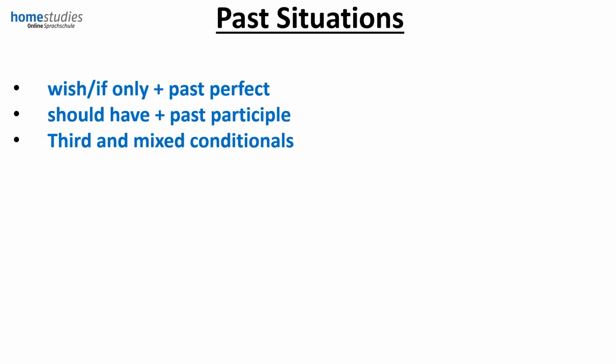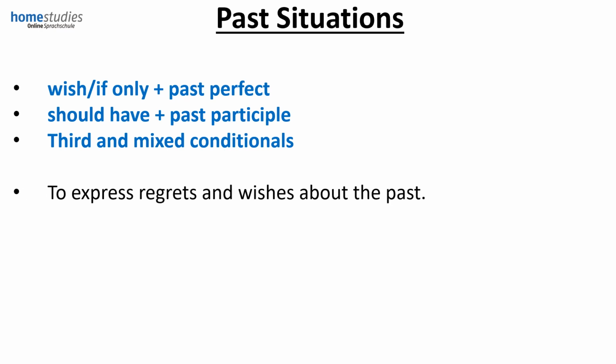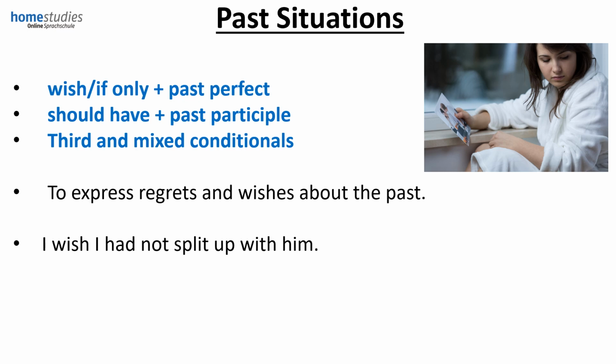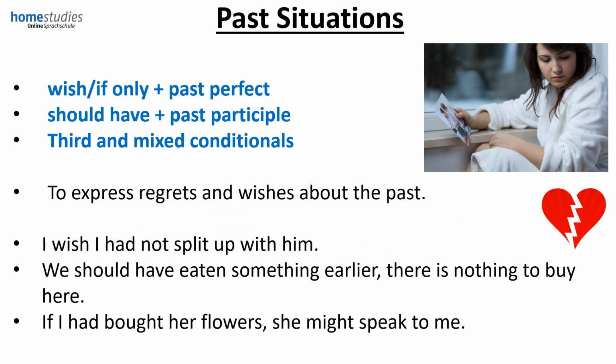Now, past situations, we can use the following, wish or if only plus past perfect, should have plus past participle, and we can also use third and mixed conditionals, and we've already looked at these in the conditional lesson. Now, we can use these structures, okay, to express regrets and wishes about the past. So, I wish I had not split up with him. We should have eaten something earlier. There is nothing to buy here. If I had bought her flowers, she might speak to me. So past situations, we can use those structures, and we use those to express regrets and wishes about the past.